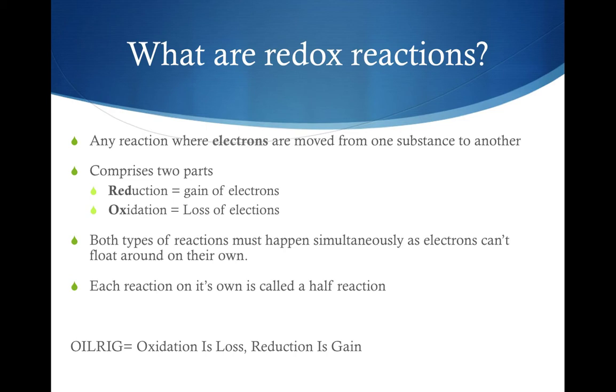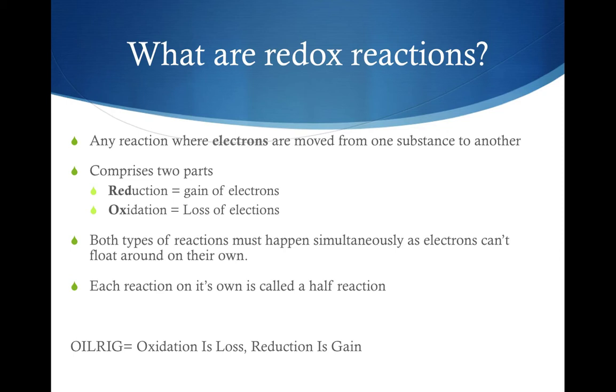In any redox reaction, we've got to have two things. We've got to have something that loses electrons and something that gains. The process of gaining electrons is called reduction. The process of losing electrons is oxidation. We use this little acronym, OIL RIG. Oxidation is loss, reduction is gain.